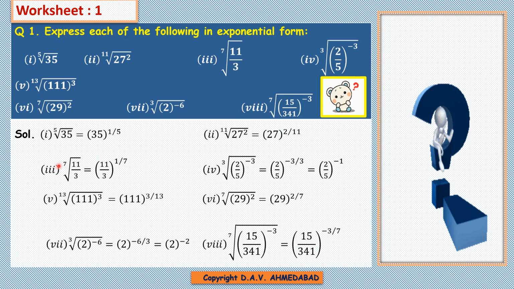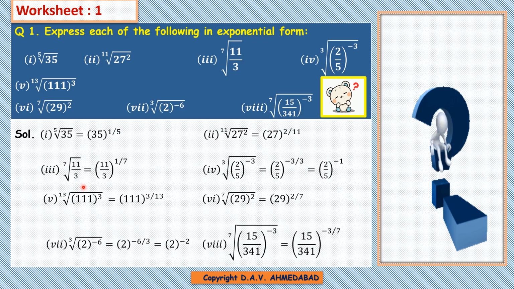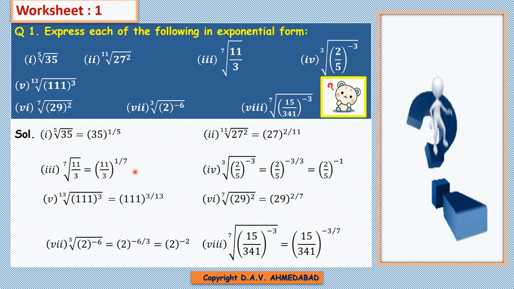Now third is 7th root of 11 by 3. So what will be the answer? Yes, everyone knows now. 11 by 3 raised to the power 1 by 7.